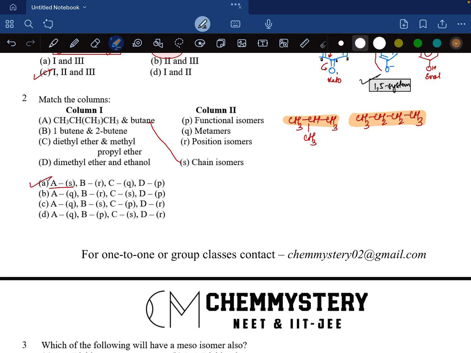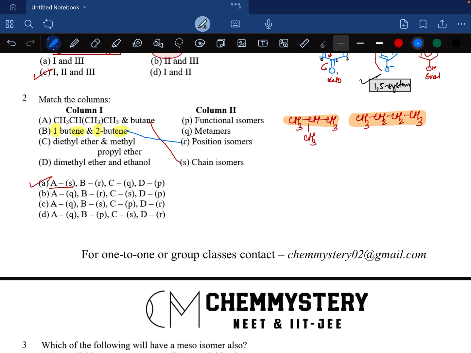Like for the second case, both are but, 1-butene, 2-butene. But means 4 carbons, ene, that is double bond, is present on the first carbon. In the second case, double bond is present on the second carbon. So the position of the double bond is different. So this is a type of position isomerism.